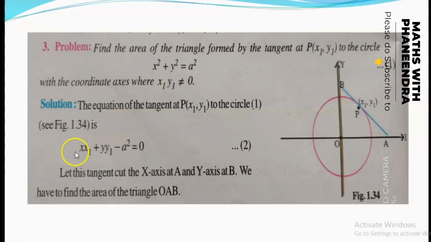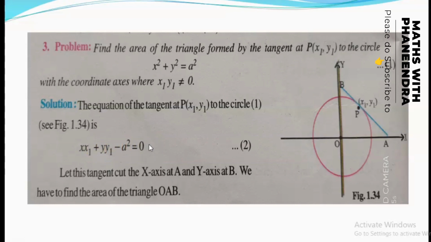While writing S1, as I have already discussed in the notations, in place of x square it will become xx1, and in place of y square it will become yy1. The x term and y term are not there, only the constant minus a square, so write it as it is. So the tangent is xx1 plus yy1 minus a square equal to 0.